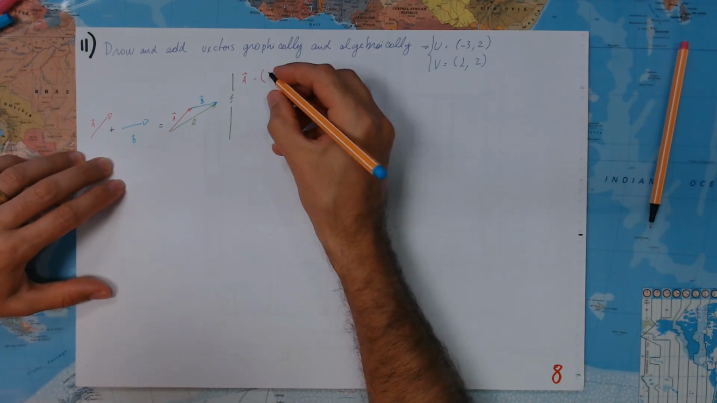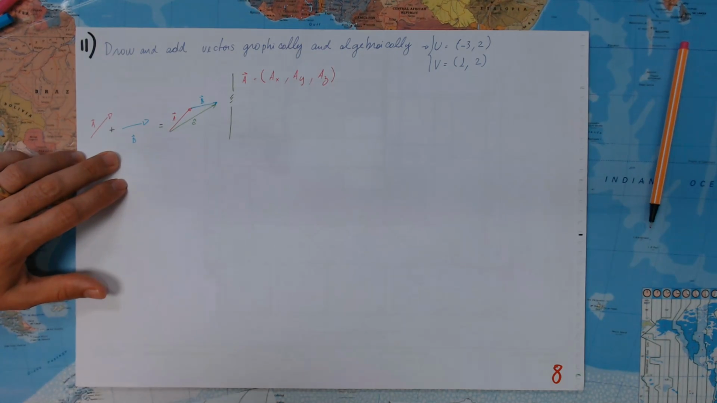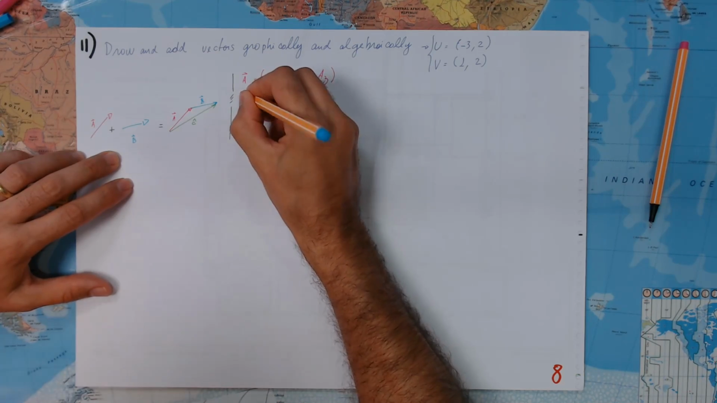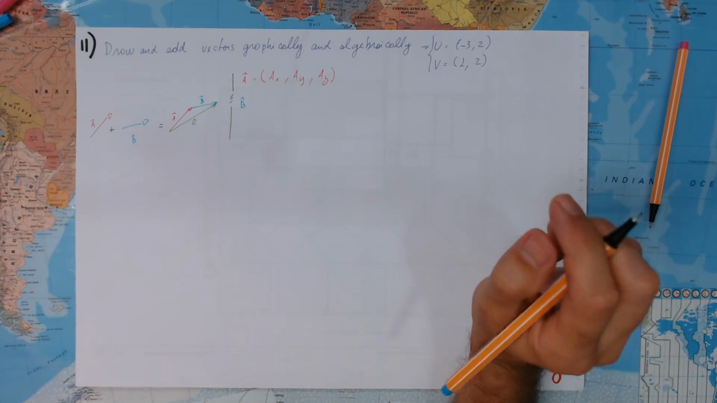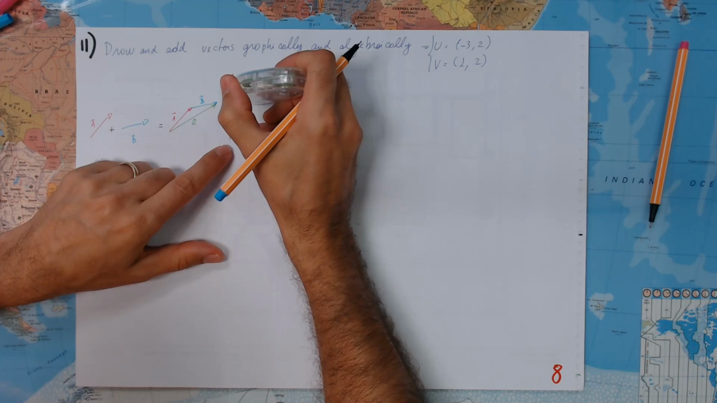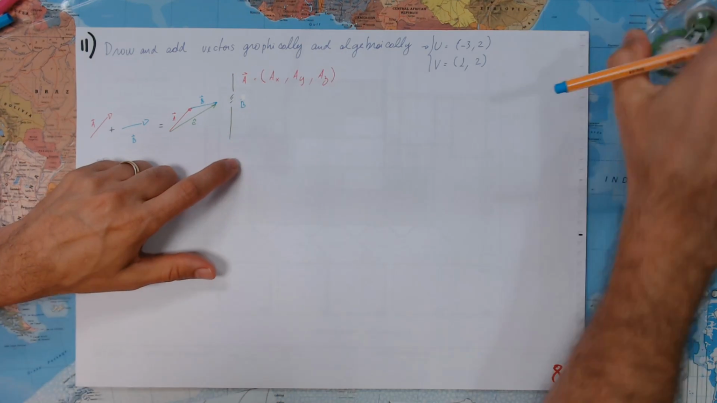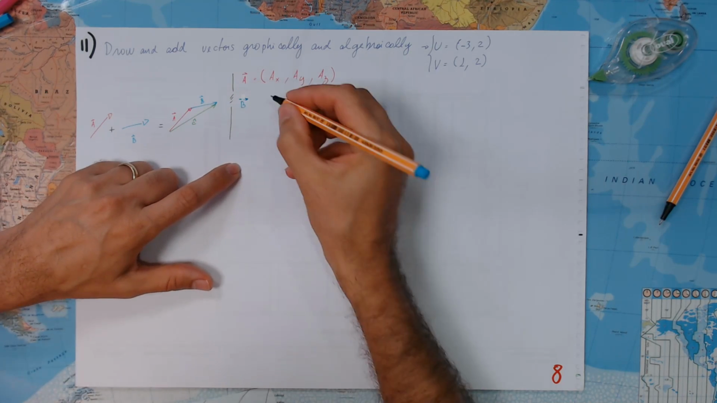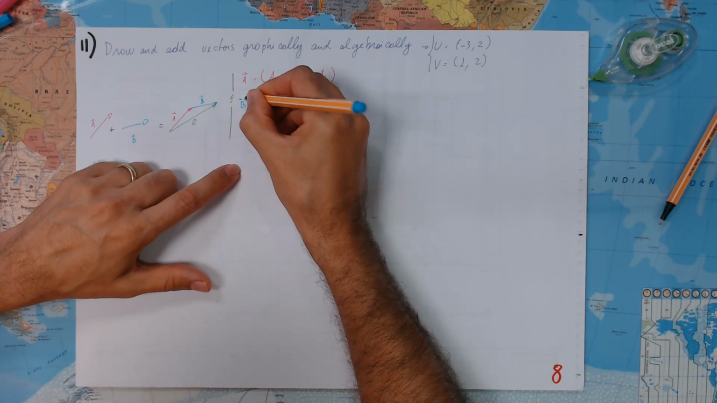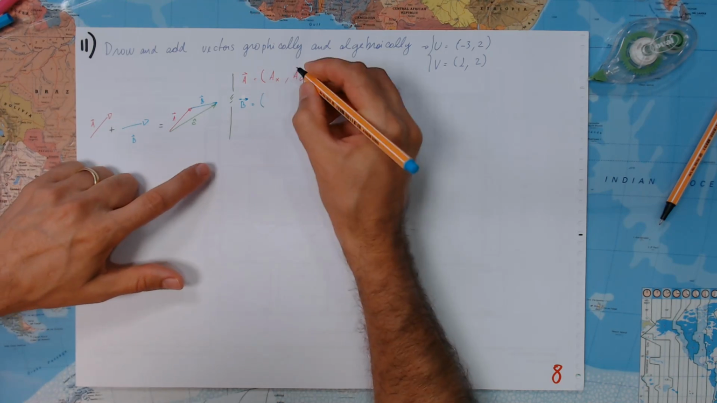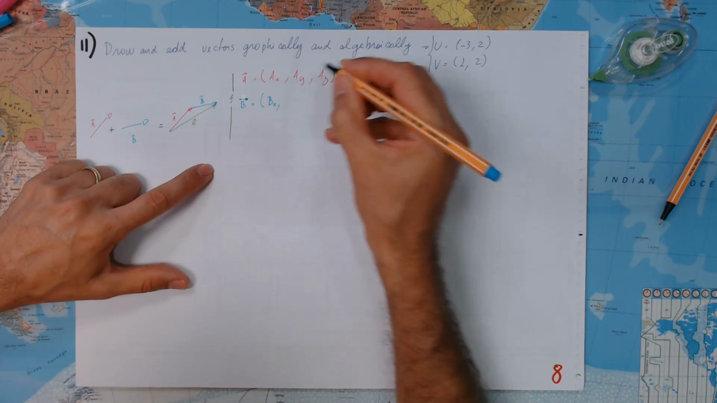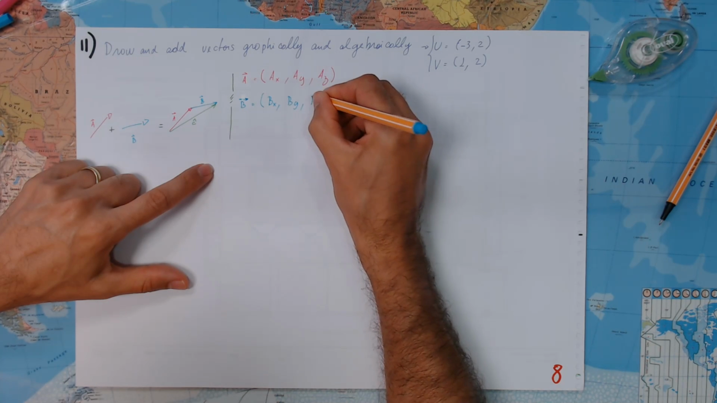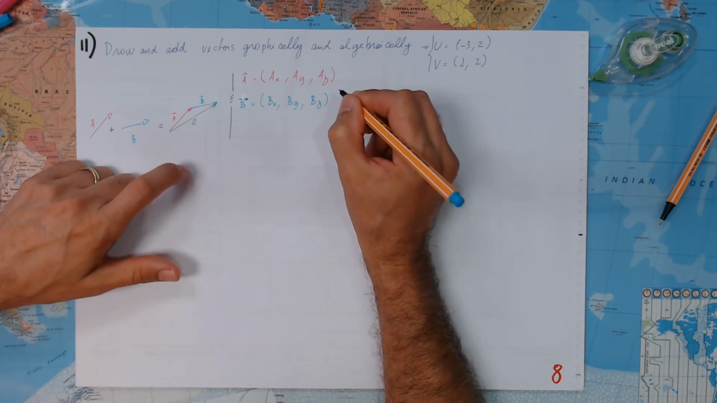Now let's place B. Oops, it's not a hat, I'm sorry. It must be an arrow, not a hat. A hat is an angle, I'm sorry. There is no connection at all. It must be an arrow. Okay, now let's write B. It's going to be B on the x-axis, B on the y-axis, and B on the z-axis.